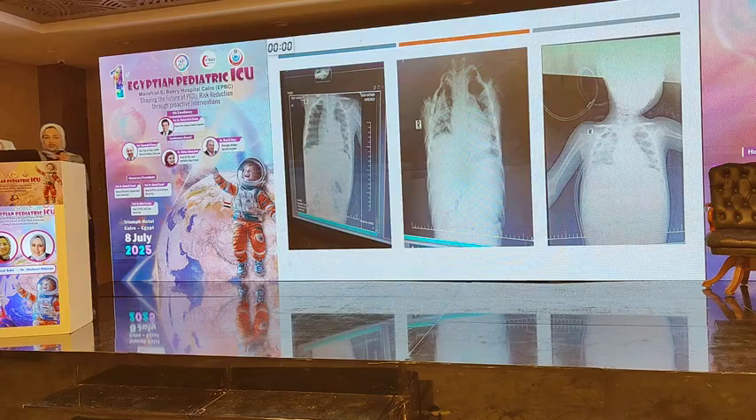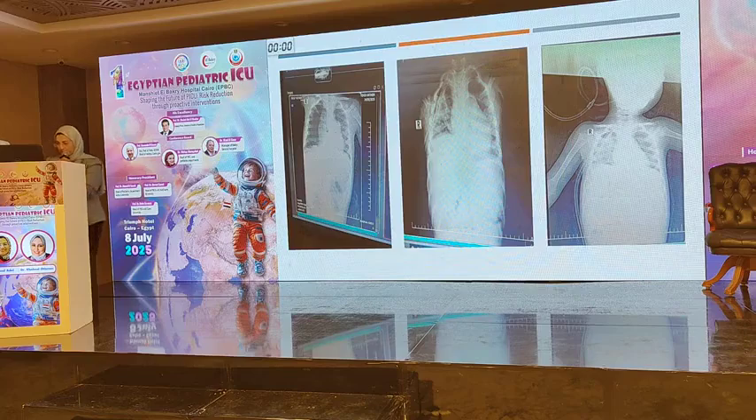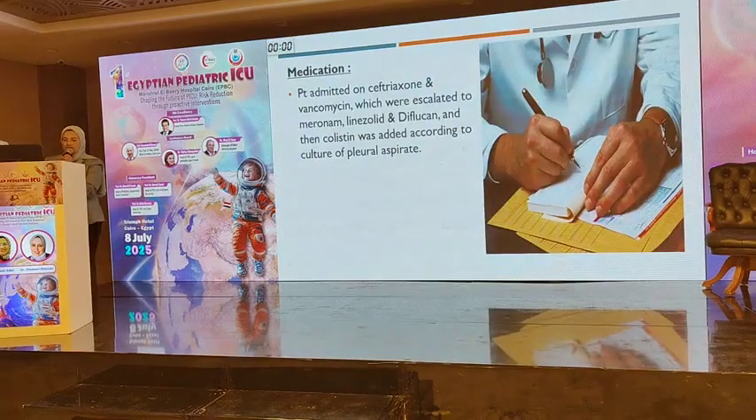This is the chest X-ray of the first one, which showed tension pneumothorax. In the second one we inserted the chest tube, and the third is the second chest X-ray after inserting the chest tube. As medication, the patient was admitted on ceftriaxone, vancomycin, meropenem, linezolid, and ciprofloxacin, and colistin was added according to the culture of the pleural aspirate.